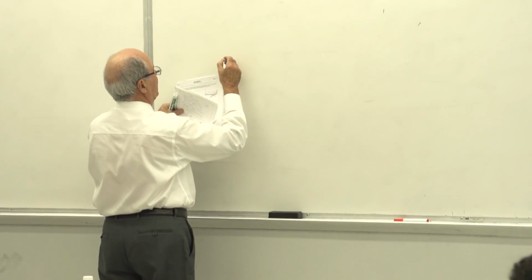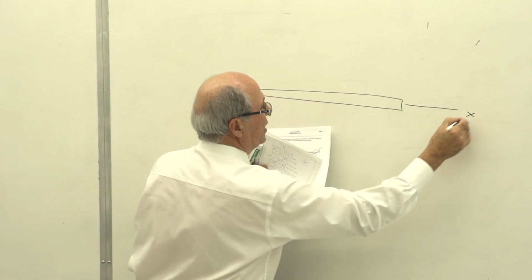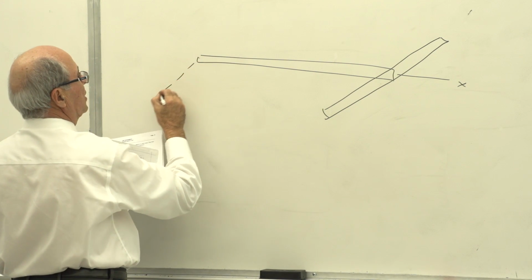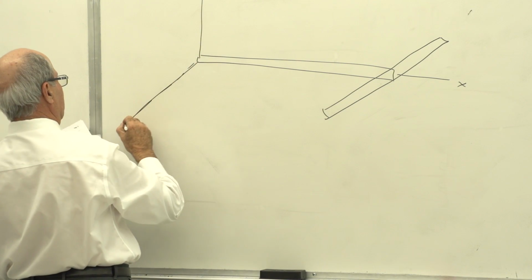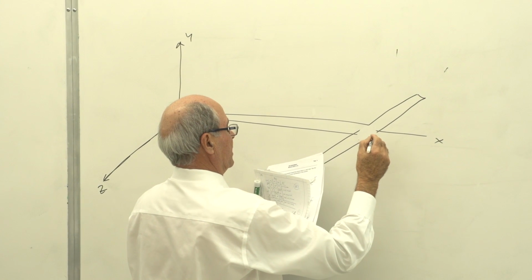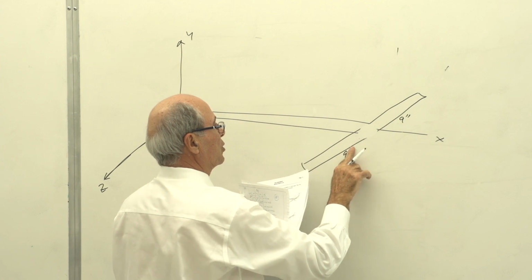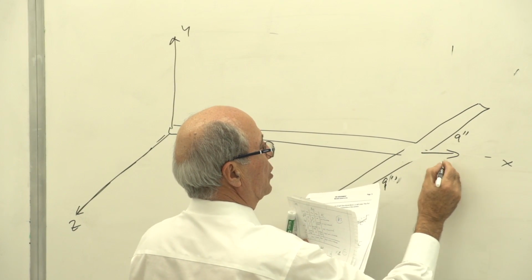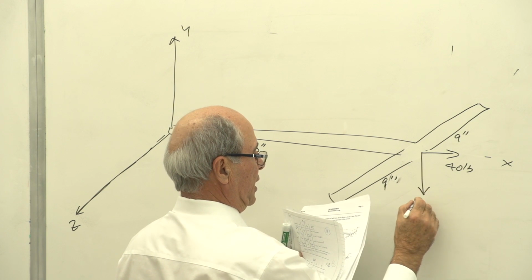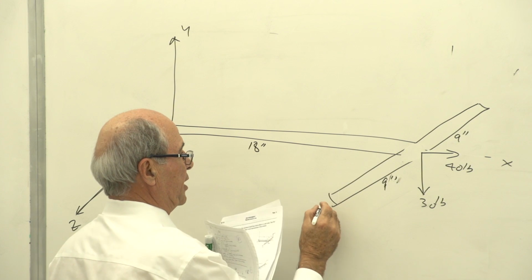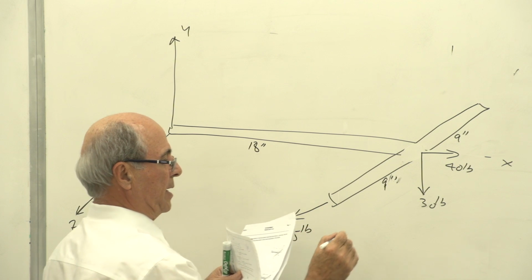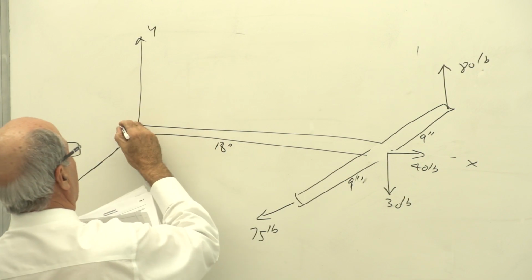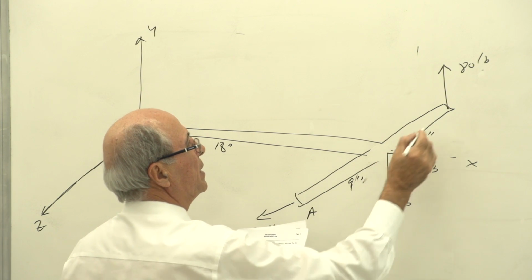We have here a rod sitting in the direction of the x-axis, connected to another rod in the direction of the z-axis, so this is our z, and this is our y as usual. This rod has 9 inches in this direction, 9 inches here for a total of 18 inches, and this leg is 18 inches. There is a force here, 40 pounds in the direction of x. There is a force here, 30 pounds in the direction of negative y. There is a force here in the z direction, 75 pounds. And there is a force here in the y direction equal to 80 pounds. Let's call this one point O. The way they call it here, A, B, C.